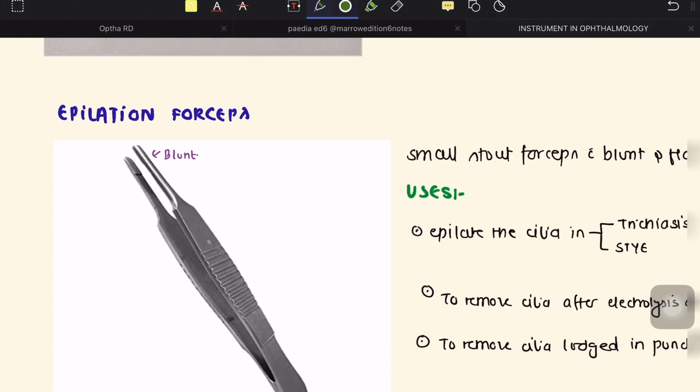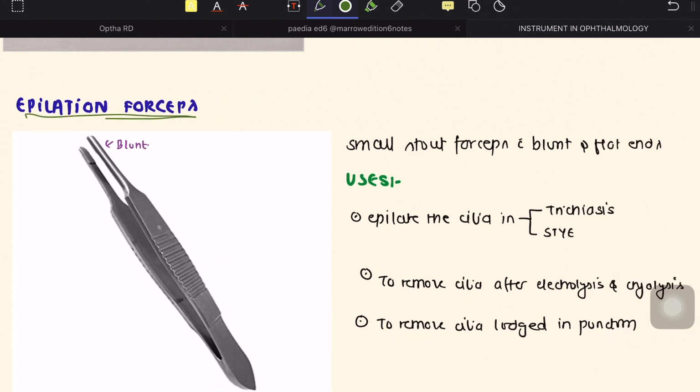The next forceps that we are going to talk about is epilation forceps. By the name we can understand the use, right? So it is used to epilate the cilia, during procedures where the cilia are damaged or misdirected. So how do we identify this epilation forceps? It's a small, stout forceps, and we can see the tip of the forceps is very blunt. So epilation forceps is a small and stout forceps which has a blunt end and flat ends. So we can see the tip is blunt and the edges are flat.